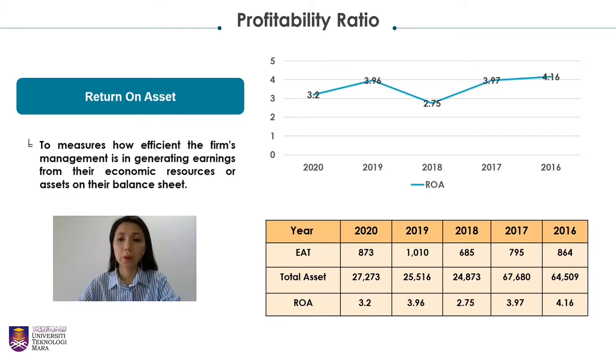Meanwhile, return on asset is a profitability ratio that shows how much profit the firm is able to generate from its assets. It measures how efficient the firm's management is in generating earnings from their economic resources or assets on their balance sheet. The return on asset ratio is related to the asset management category of financial ratio.